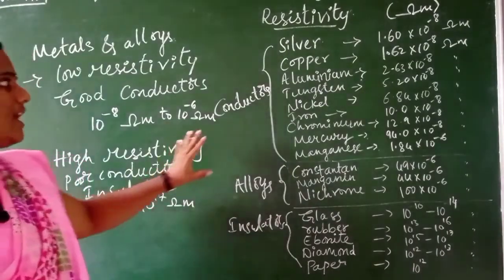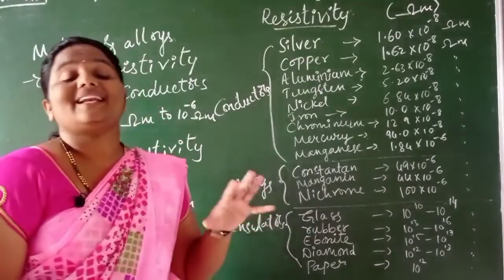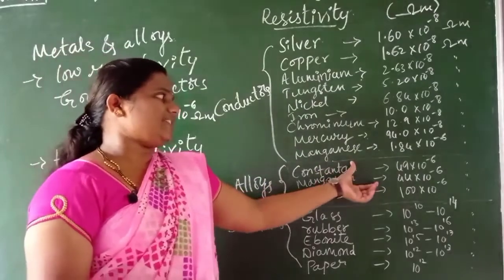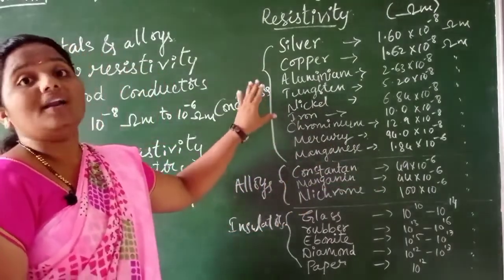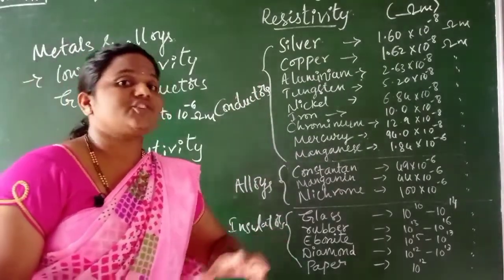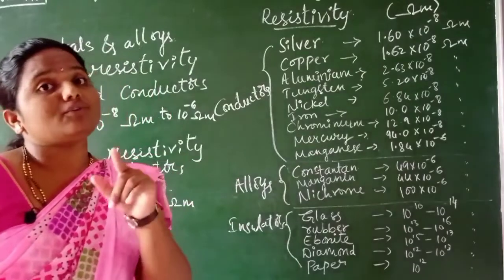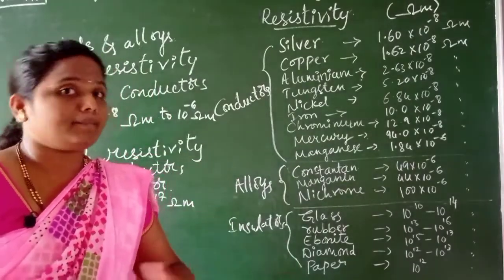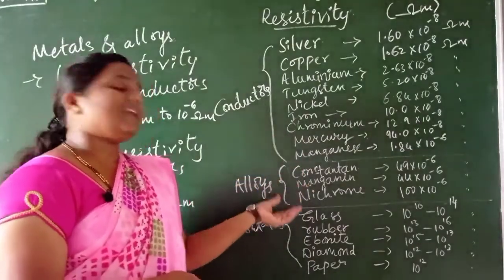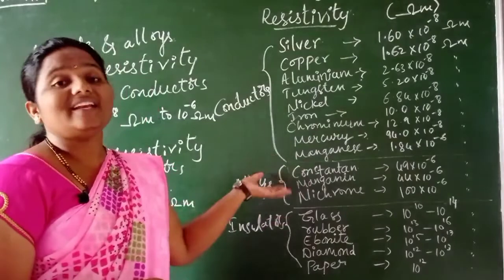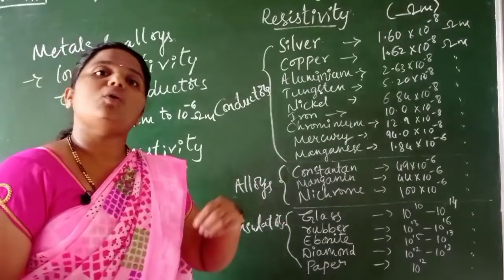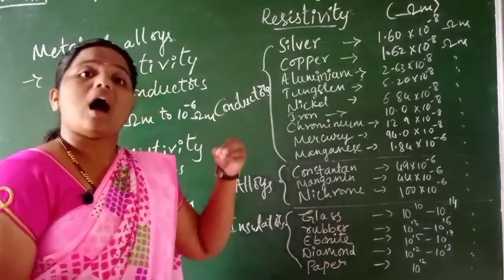And by looking at this table, we can clearly say that alloys have more resistivity than that of pure conductors. Because of this reason, alloys generally do not oxidize, meaning they do not burn easily at high temperature. So in heating devices especially, alloys will be widely used, children. They should not melt easily even at a high temperature.